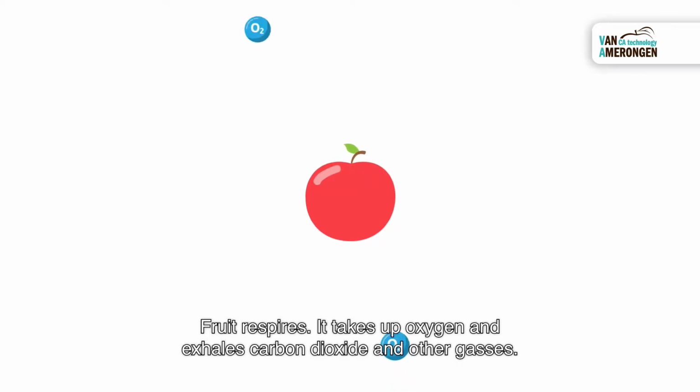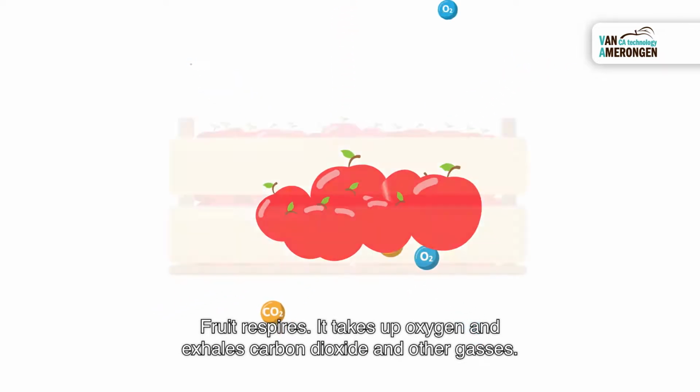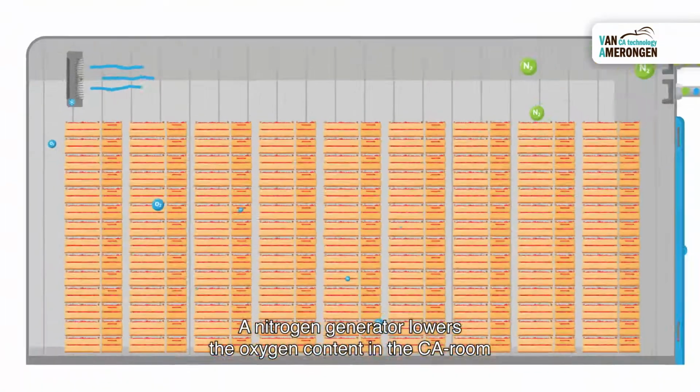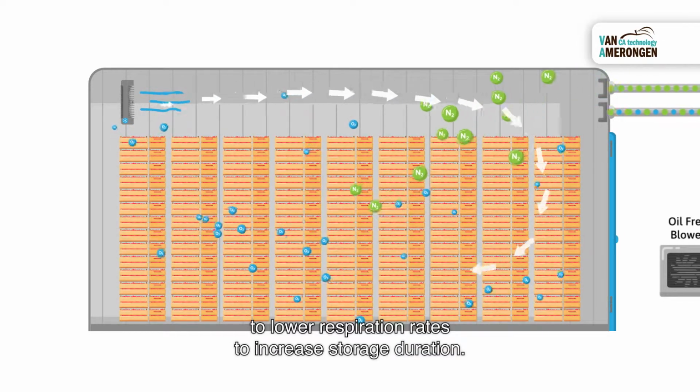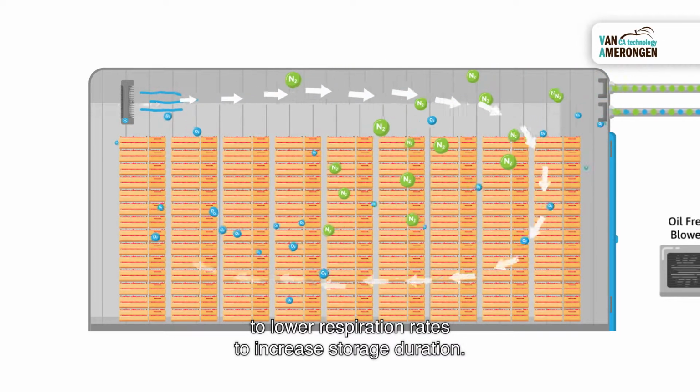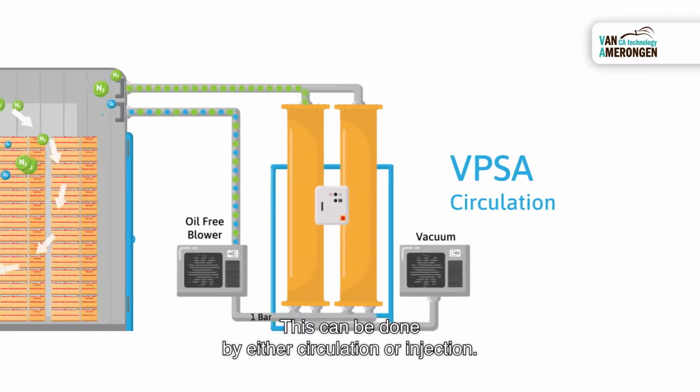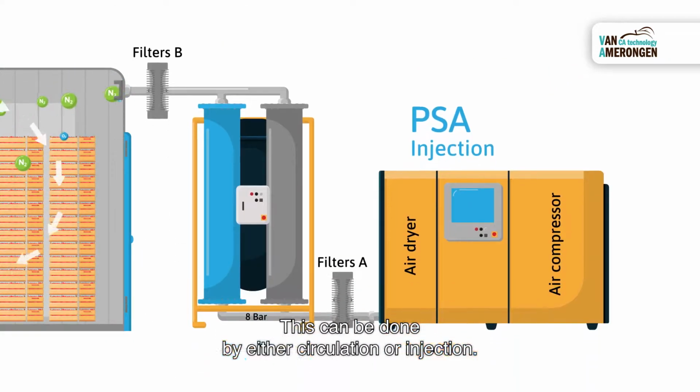Fruit respires. It takes up oxygen and exhales carbon dioxide and other gases. A nitrogen generator lowers the oxygen content in the CA room to lower respiration rates to increase storage duration. This can be done by either circulation or injection.